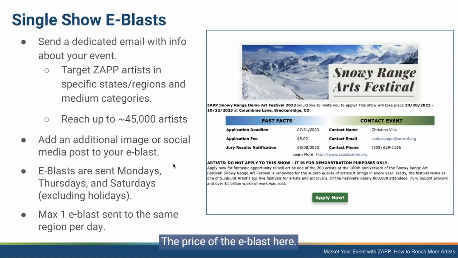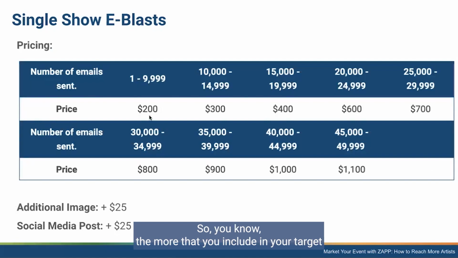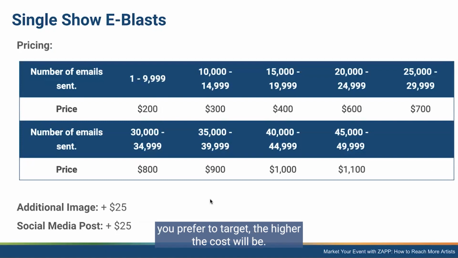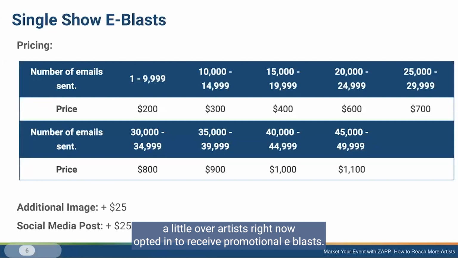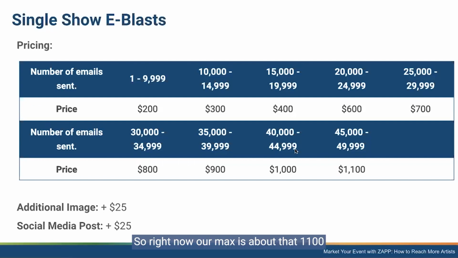The price of the eBlast, here, let's go to this page. The price is determined by how many artists are in that segmented list. So the more that you include in your target audience, the more regions or states, the more medium disciplines you prefer to target, the higher the cost will be. We have a little over 45,000 artists right now opted in to receive promotional eBlasts. So you can see the breakdown of the pricing based on those ranges of emails that would be sent. Right now our max is about that $1,100 base cost.